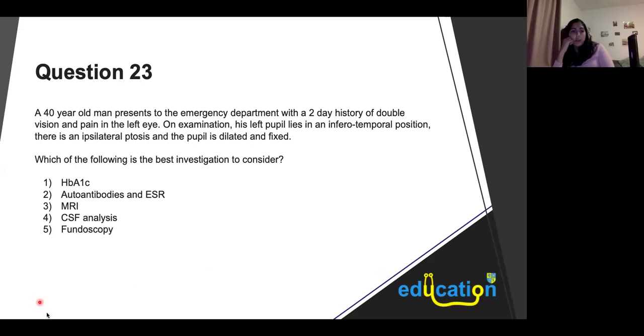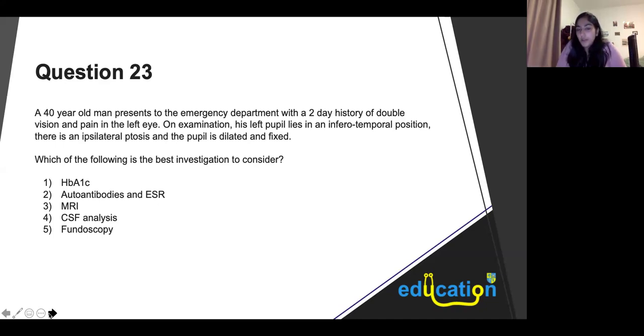I'll give it just a little bit longer because we're not getting quite as many answers in. I know this is a tricky one. So which cranial nerve is affected here, do we think? Perfect.